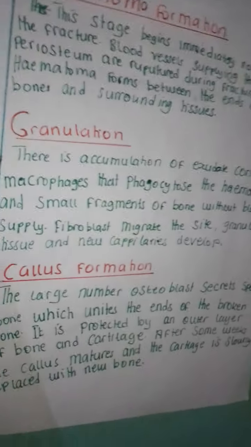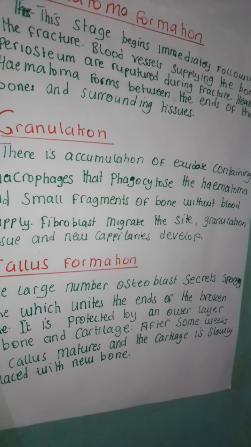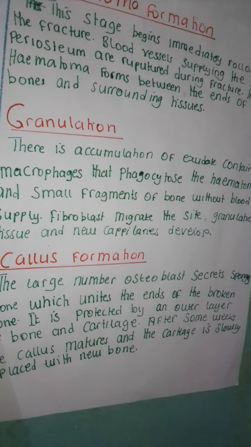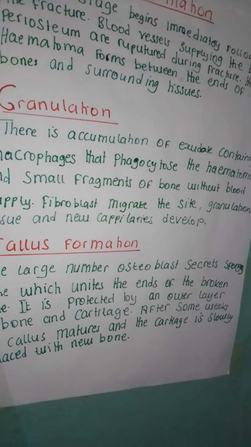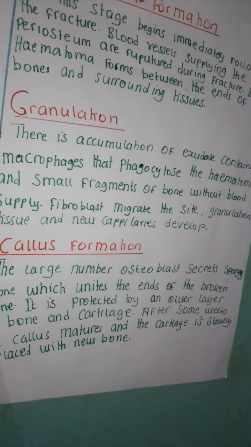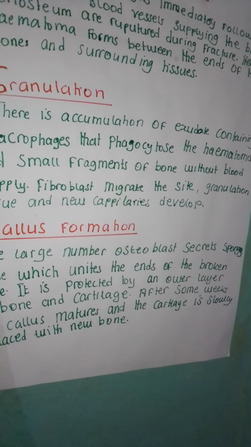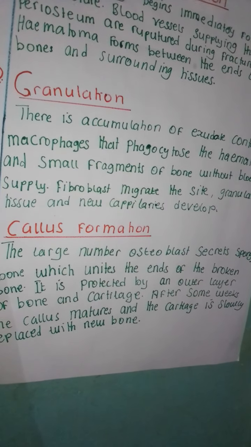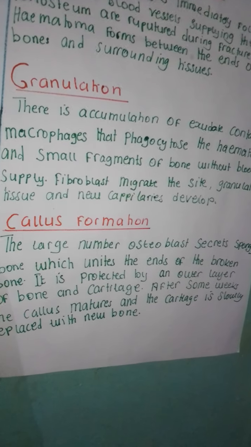Then the second one is granulation. Granulation is the accumulation of exudates containing macrophages that phagocytose the hematoma and the small fragments of bone without blood supply. Fibroblasts migrate to the site, and granulation tissue and new capillaries develop.